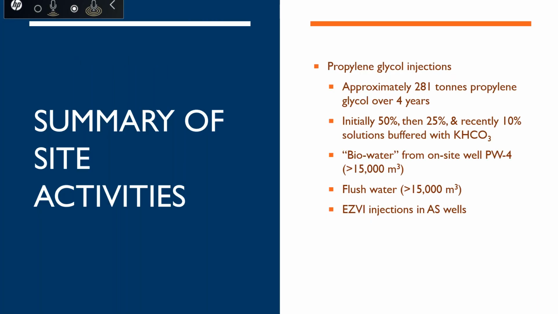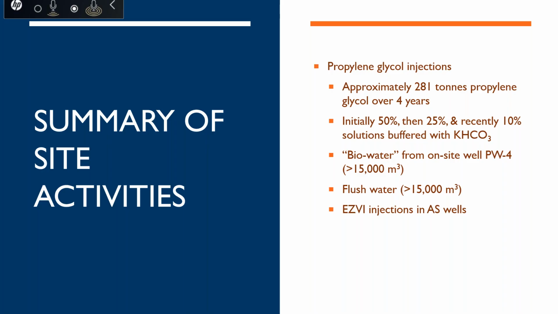After microcosm and pilot studies, full-scale biostimulation was implemented. To date, over 280 metric tons of propylene glycol have been injected. The initial injections were performed as 50% propylene glycol solutions. Subsequent injections were 25% and then down to 10% propylene glycol. Injection solutions were buffered to control for pH.